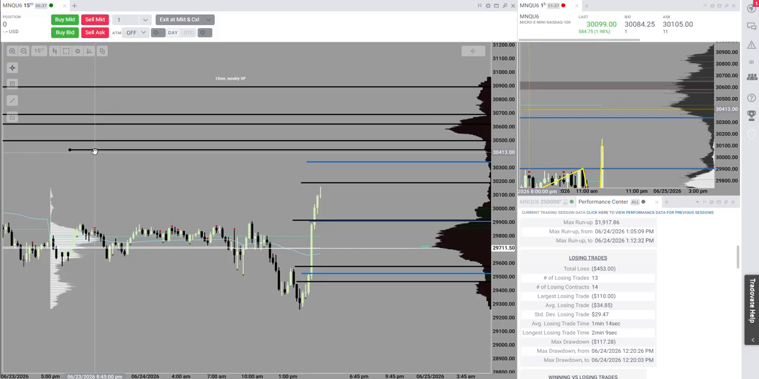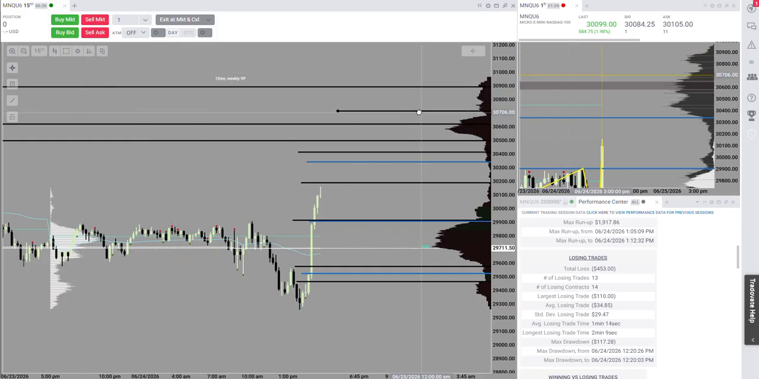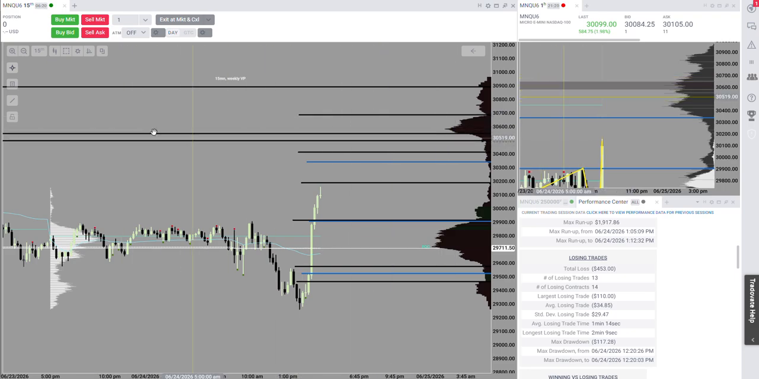So this really is kind of like my routine, just marking off these low nodes, getting the charts ready for tomorrow, or the Globex session. I typically like to trade Globex because the strategy that I'm using seems to work really well in kind of like the lower volatility environments.